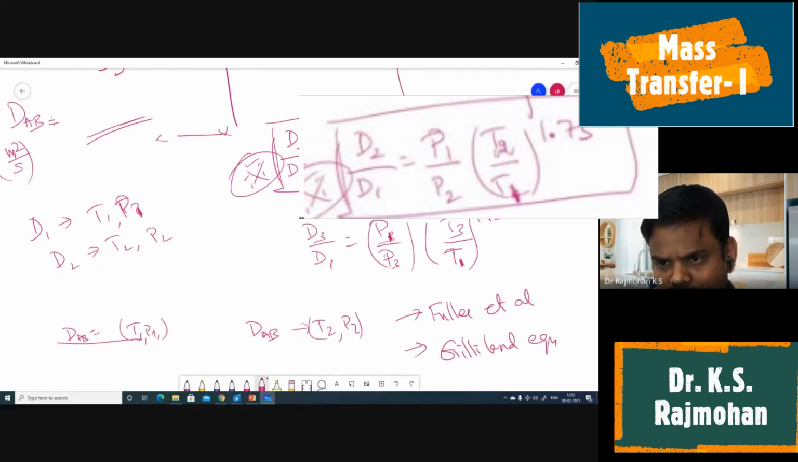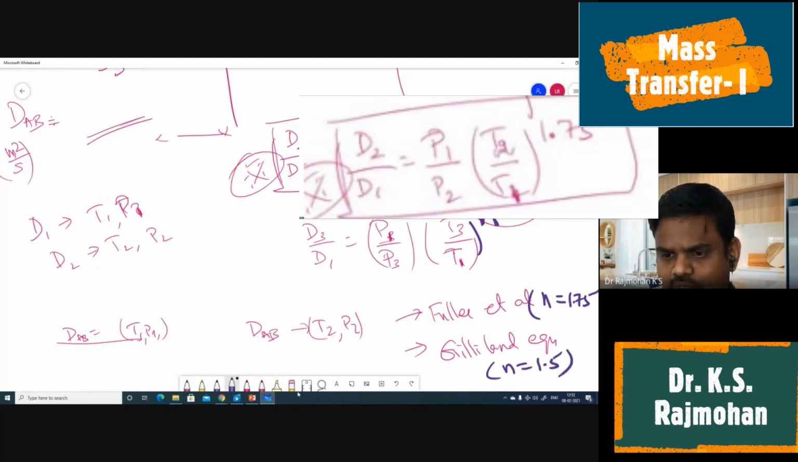According to Gilliland equation, this is 1.5. Okay, so in general, we can remember it to be T power n, and according to Fuller et al., n equal to 1.75. According to Gilliland, it is equal to 1.5. Okay. In GATE, they used to ask if this is n and m, what are the values of n comma m? Okay.